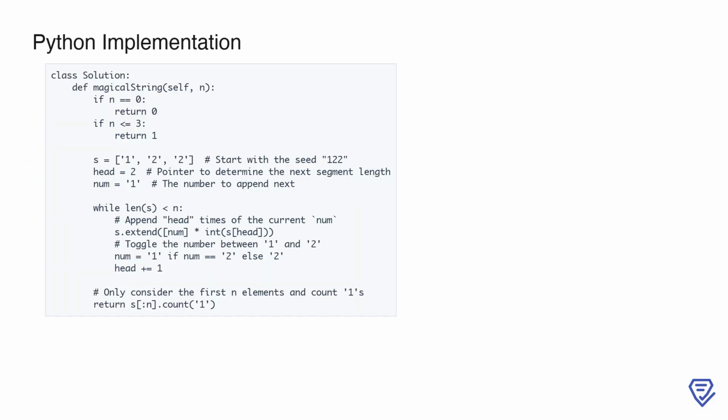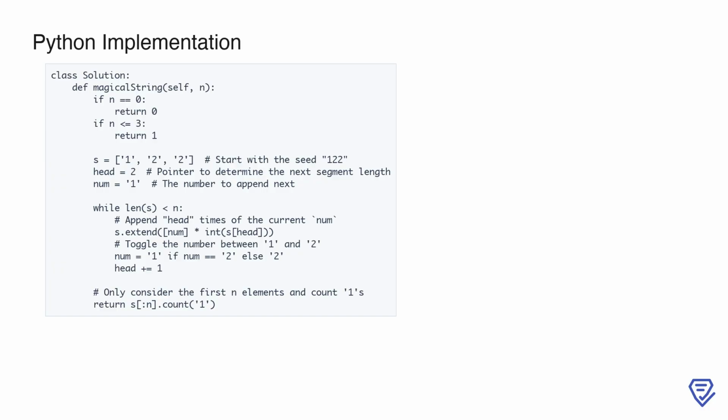We solve the problem by generating the magical string step by step and counting the number of ones in the first n elements. Here's a detailed explanation of the code. 1. Base cases. If n is 0, the output is 0 because there are no elements. If n is 1, 2, or 3, the seed 122 has exactly 1 one, so we return 1.